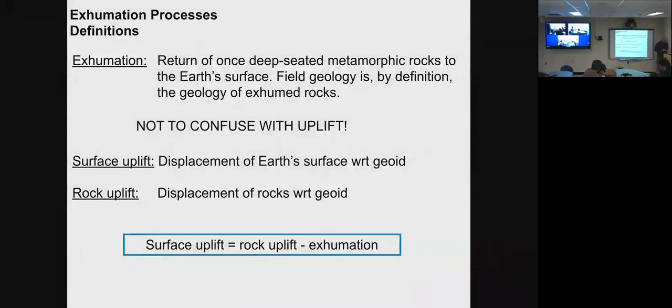So if you put your two hands on top of each other, you essentially create significant surface uplift with respect to the geoid. And if you remove the exhumation, what you're left with is the rock uplift component. So the way to produce topography, of course, is to move rock material with respect to the geoid. But if you're trying to expose rocks that were once deeply buried, you need to invoke another process altogether.